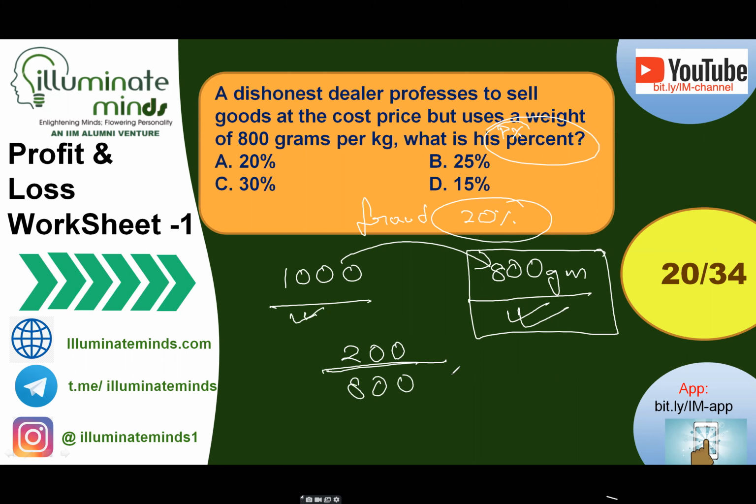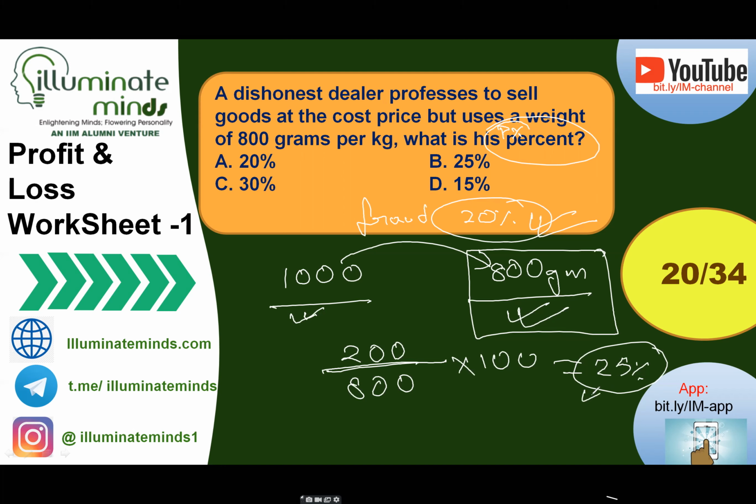Hence, 200 upon 800 into 100 is equal to 25%. His fraud was to the extent of 20%. In the last question also, some of you might have done that question wrong, because if you take that as a profit percentage, then it would not be correct.